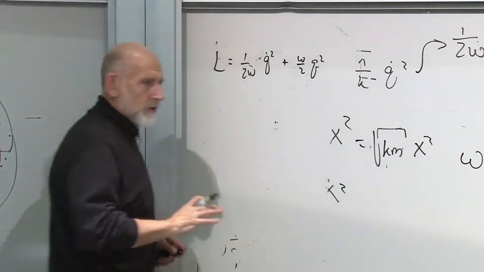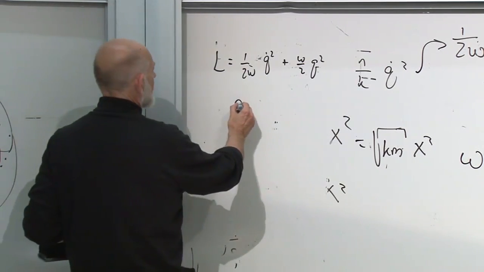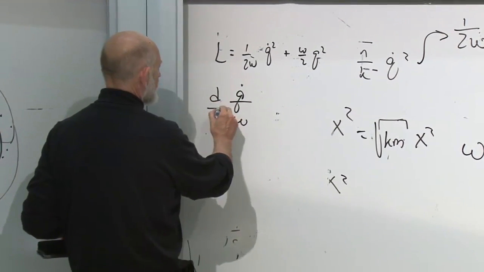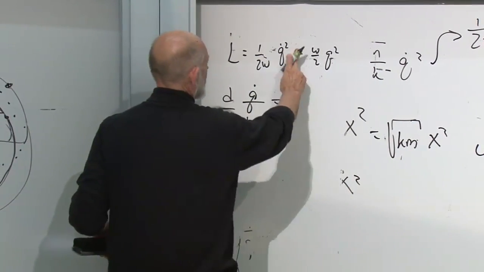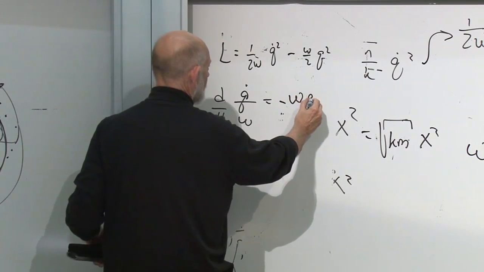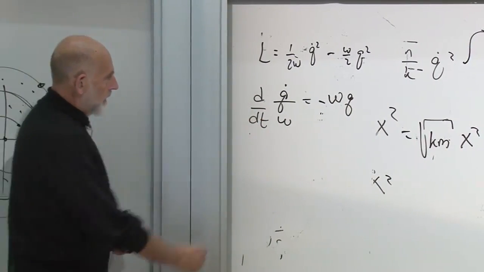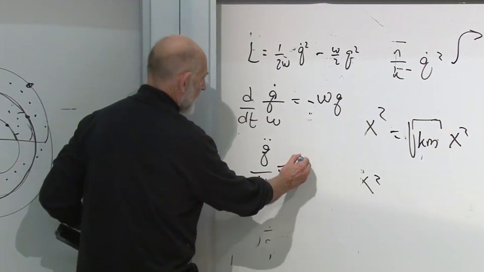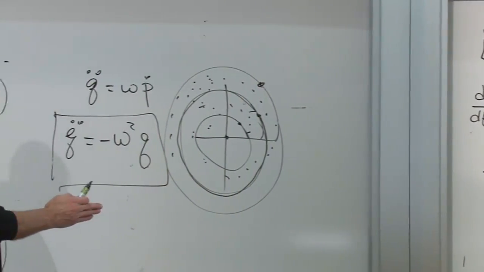Forget P. Just let's write the Euler-Lagrange equation. dL by dQ dot, that's Q dot over omega. And now we have to differentiate it with respect to time. That's equal to dL by dQ, which is equal to minus omega Q. Okay? This is a second order equation. It's Q double dot over omega is equal to minus omega Q. It's the same equation as this one, just multiply by omega.